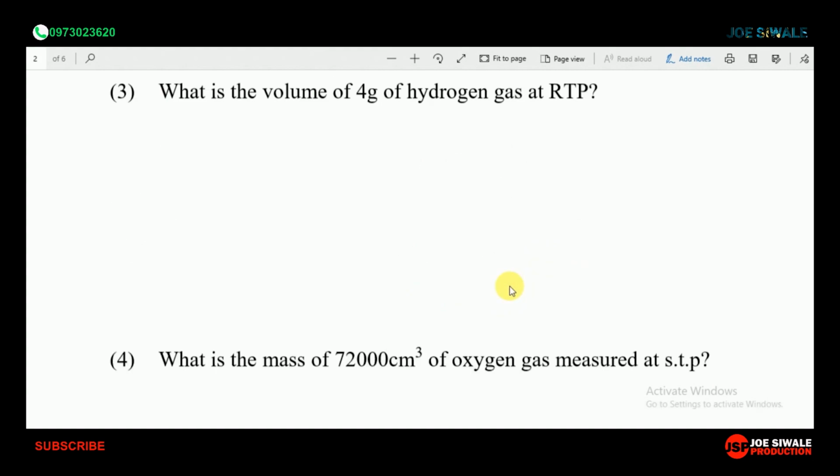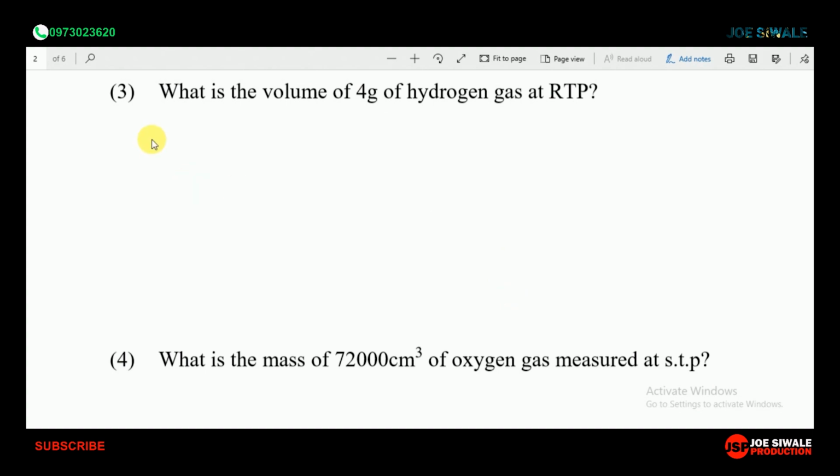Question 3 reads, what is the volume of 4 grams of hydrogen gas at room temperature and pressure? As you can see in the question, we have not been given the number of moles. So the first thing that we're supposed to do is to calculate the number of moles. Then after calculating the number of moles, we can calculate volume.